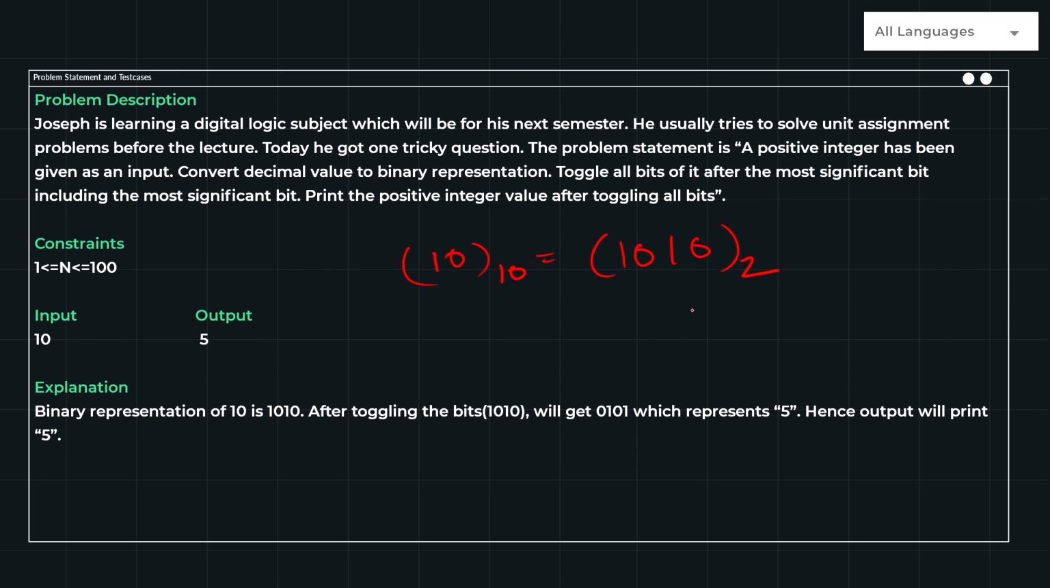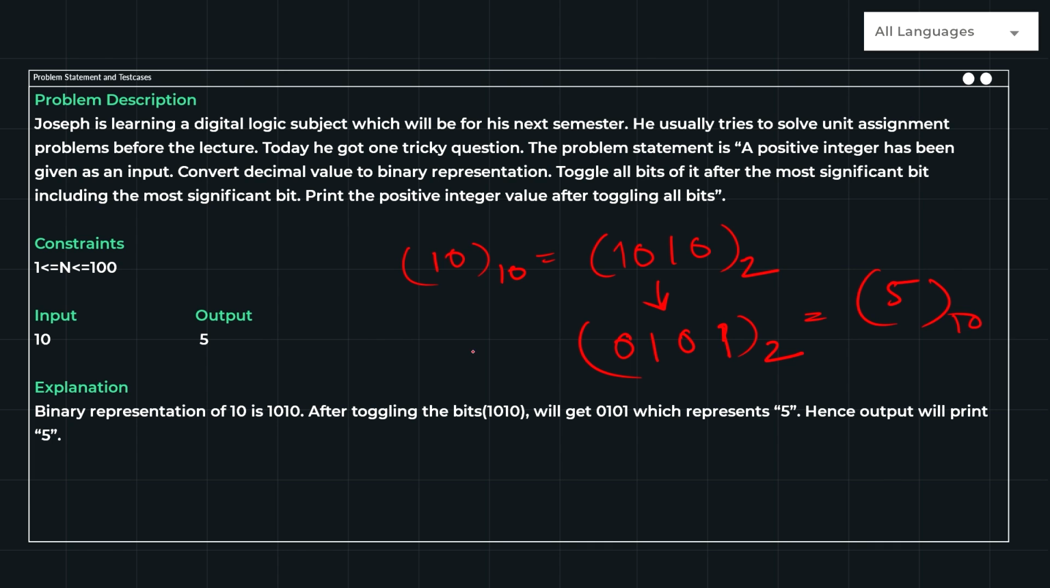So it's base 2. Now if you toggle this, it will be 0101, that means 5 in decimal. So how to do this thing?